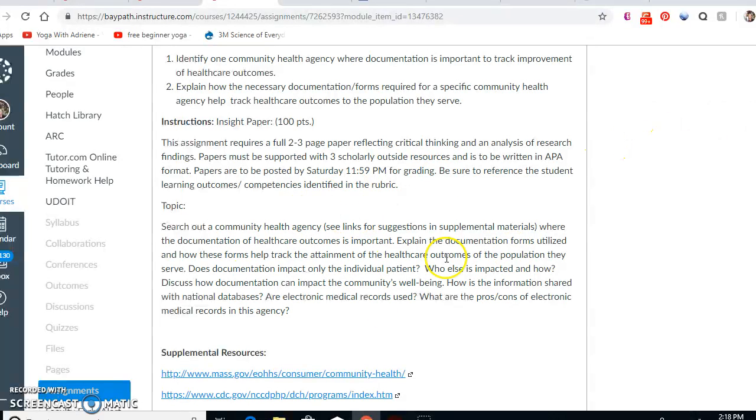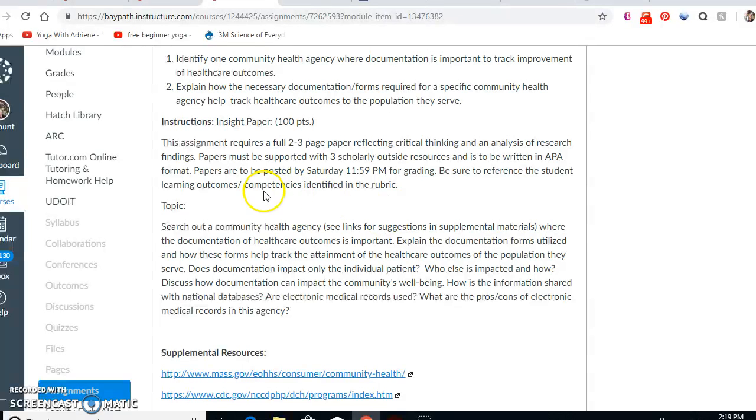So down here in the overview of the topic, you're going to answer some of these questions as far as who is impacted and how can documentation impact the overall well-being of the community. How is the information shared with national databases? Are they using electronic records? And what are the pros or cons of using electronic records with this agency? And you may find as you write that some other questions come up that you want answered. So feel free to address those.